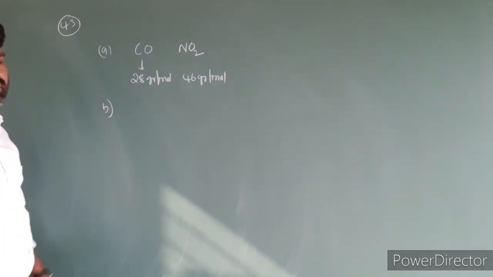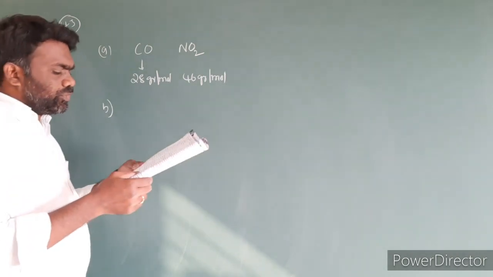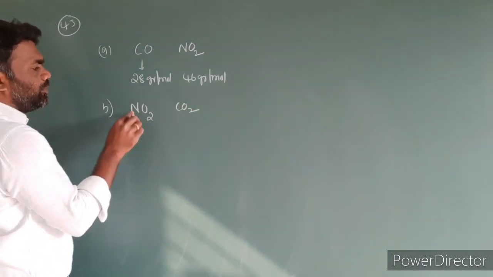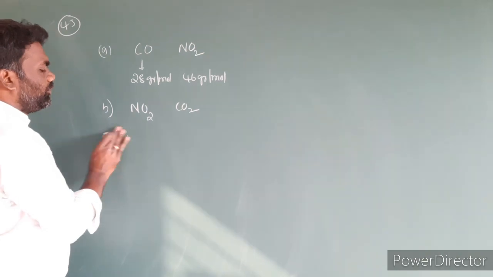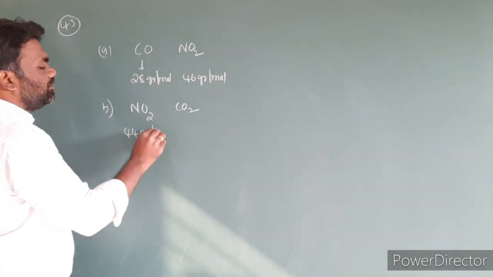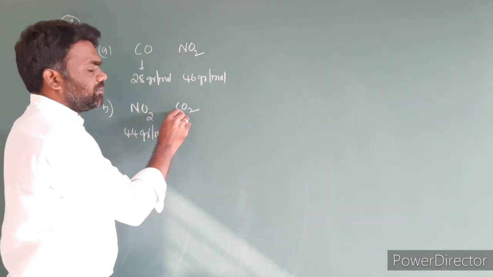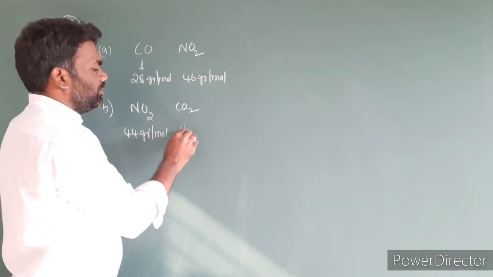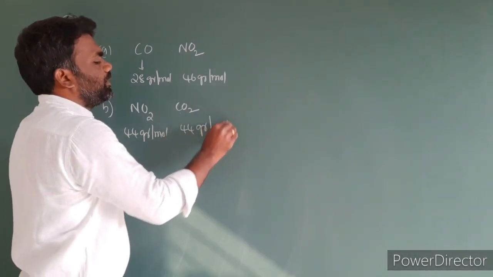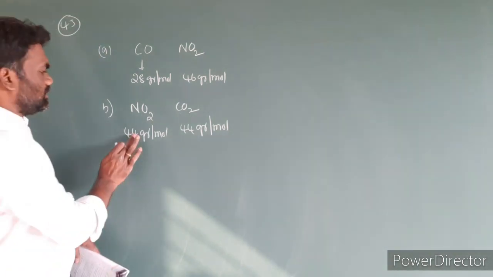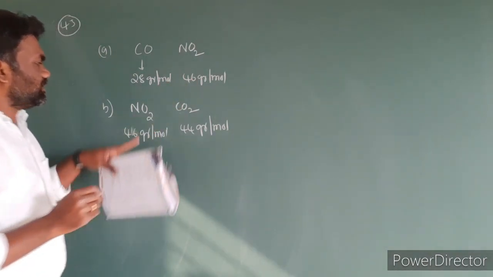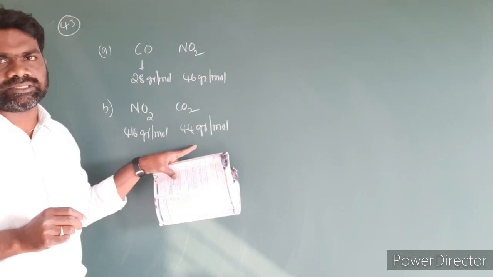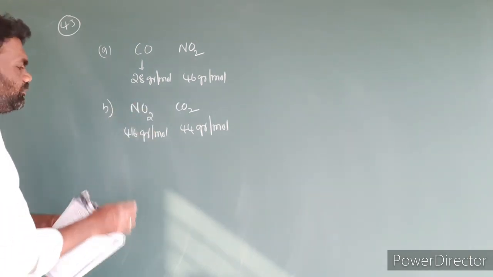Let us check the second option: NO2 and CO2. In this pair, the molecular mass of nitrogen dioxide is 46 gram per mole. And for carbon dioxide, carbon is 12 and O2 is 32, so 32 plus 12 gives 44 gram per mole. So NO2 is 46 and carbon dioxide is 44. Both have different molecular masses. They must have the same molecular mass for their rate of diffusion to be the same.